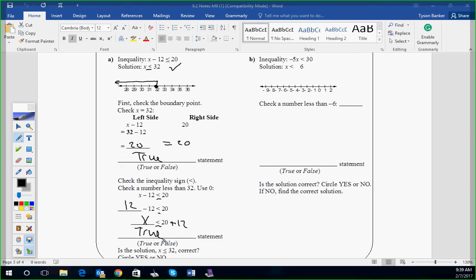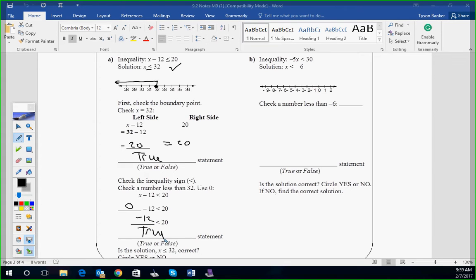Okay. Oh, they wanted you to try a number here. So you can try anything you want. This is up to you. 0? Okay, good, thank you. 0 minus 12. 0 minus 12 is negative 12. That's less than 20, so we're still true. Thank you. You guys are ahead of the game.